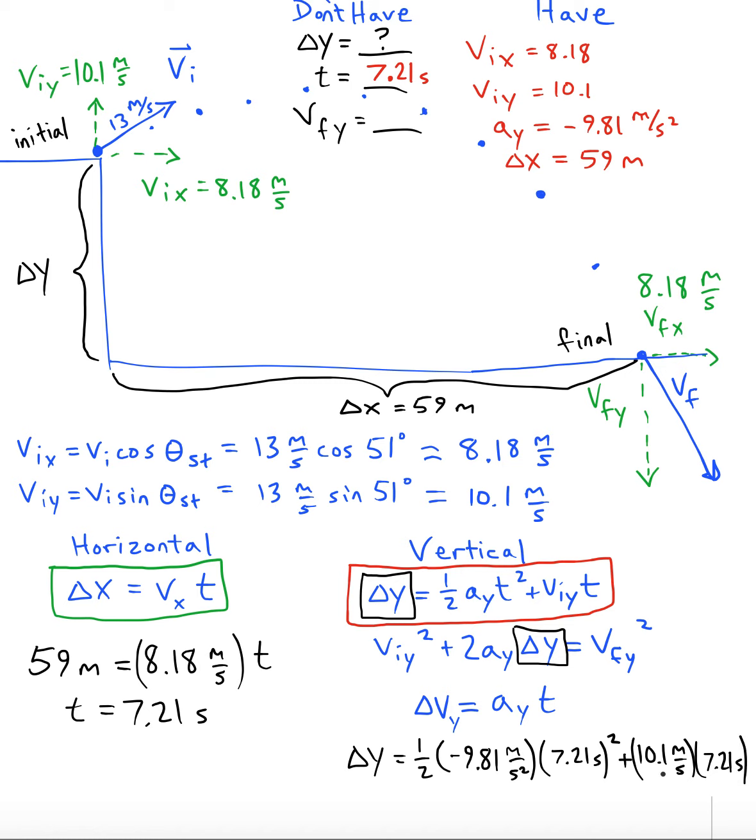All right, it's critical to plug in the right quantity for VIY. Sometimes people will plug in the speed of the projectile, the 13 here, but that would be wrong. We have to go with this vertical component of it because that's what matters to the y dimension. Y dimension doesn't care about the x dimension. All right.